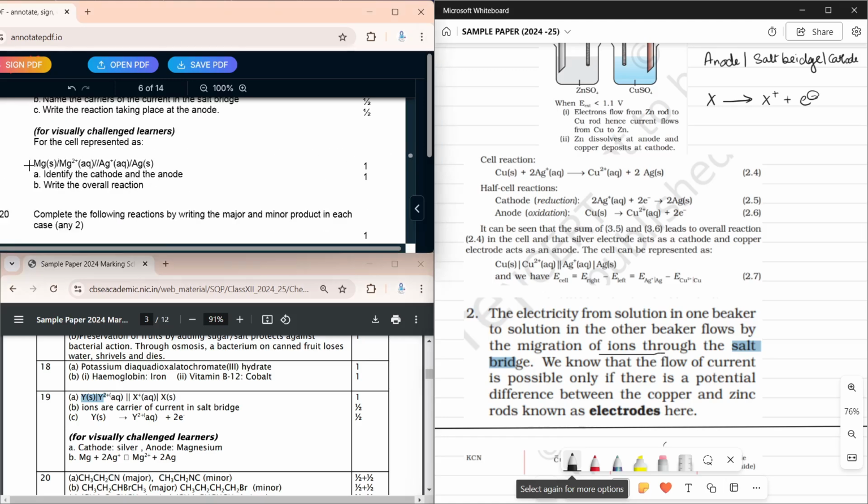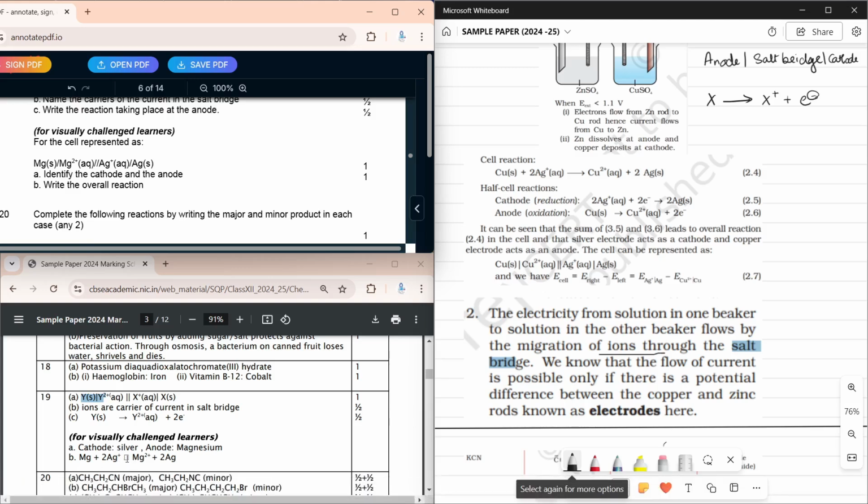Okay, the next question is for visually challenged learners. You have magnesium Mg2+, Ag+, and Ag. We need to identify the cathode and the anode. And I just told you that when you have a representation like this, you're going to have the anode on the left and the cathode on the right. So the anode is going to be magnesium, which is on the left, and the cathode is the silver. And we need to write the overall reaction.